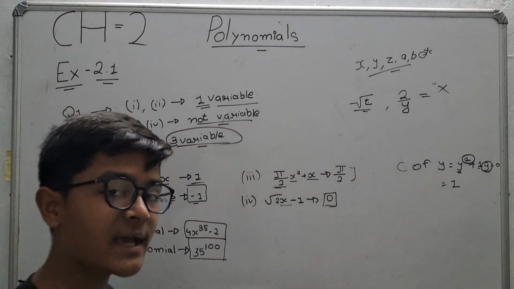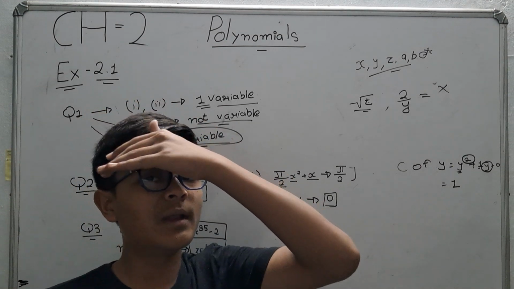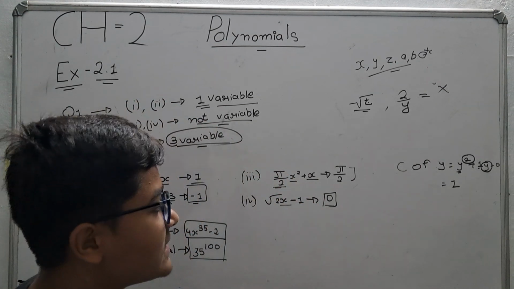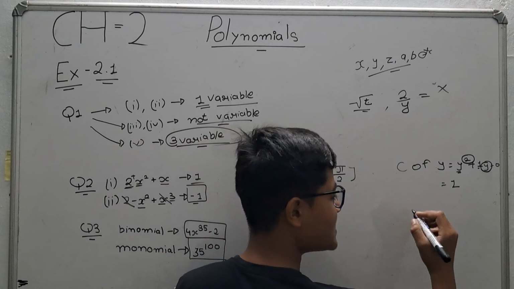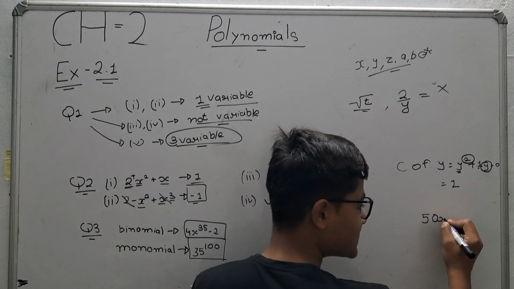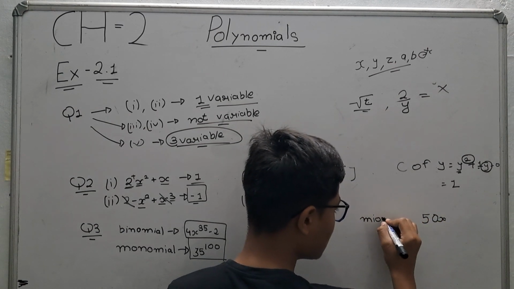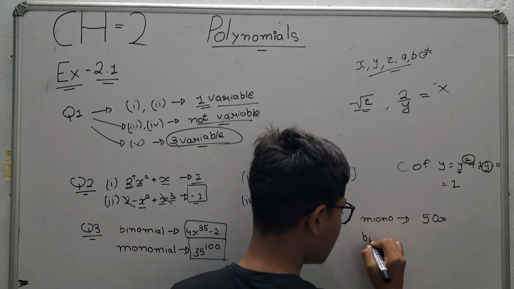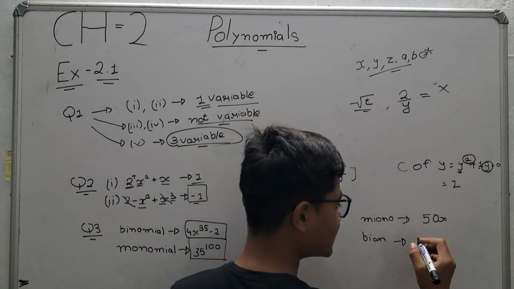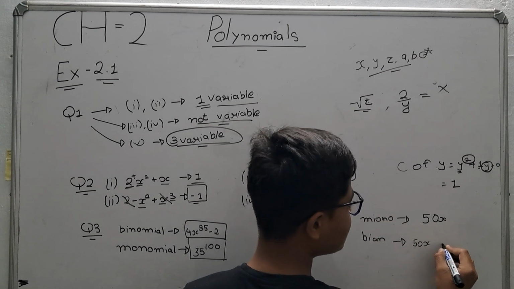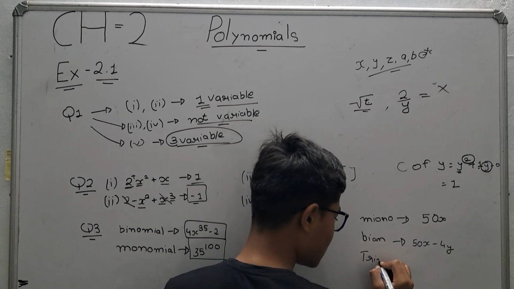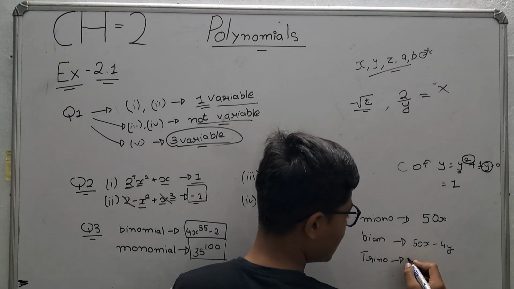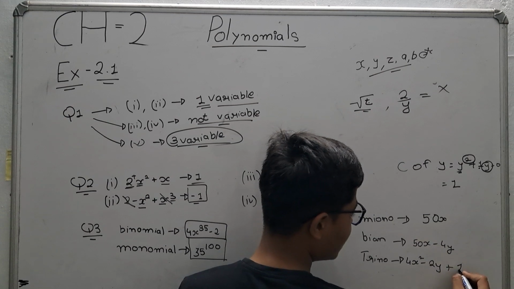They have said we have to give an example of a binomial and a monomial. What is a binomial, trinomial and monomial? Let's see. Monomial means only one term, a variable with a coefficient, like 50x. Binomial is one in which two terms are coming, like 50x minus 4y. In trinomial, 4x square minus 2y plus 1x.